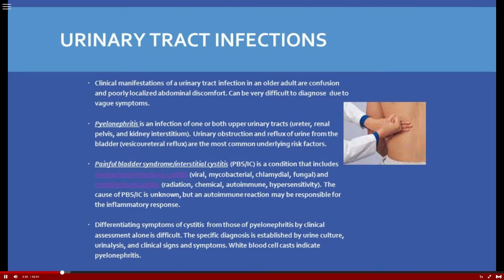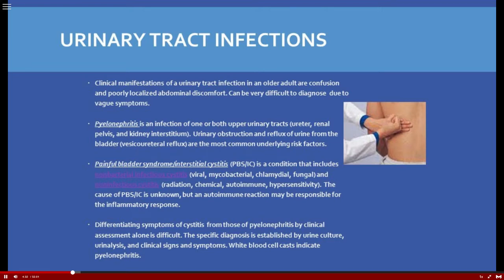Something else is called pyelonephritis. Pyelonephritis, excuse me, is an infection of one or both upper urinary tracts, ureter, renal pelvis, kidney, interstitium. But urinary obstruction and a reflux of urine from the bladder are the most common underlying risk factors. And of course, some of the culprits are, and I'm sure you're familiar with this, E. coli. Of course, that's because of the proximity of that urinary tract to the rectum, right? So E. coli is a big problem. Also, Proteus and Pseudomonas.